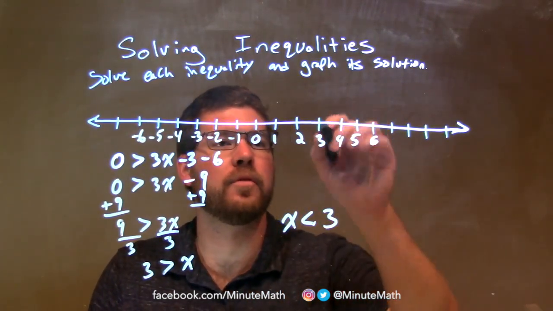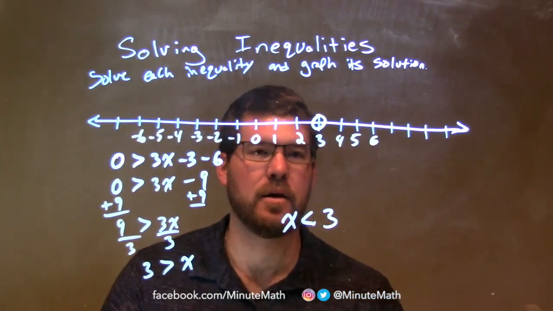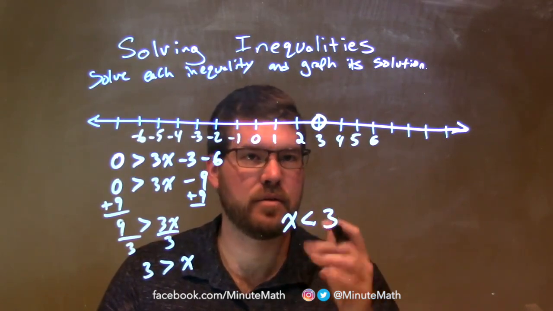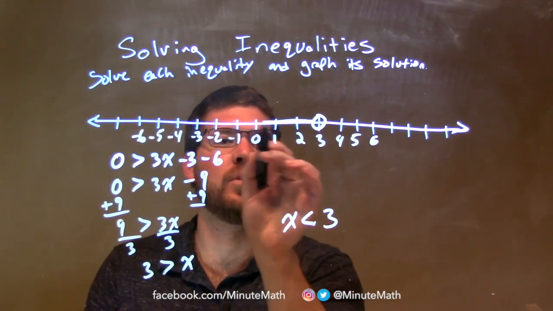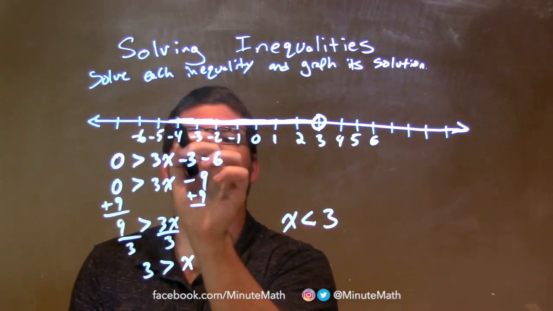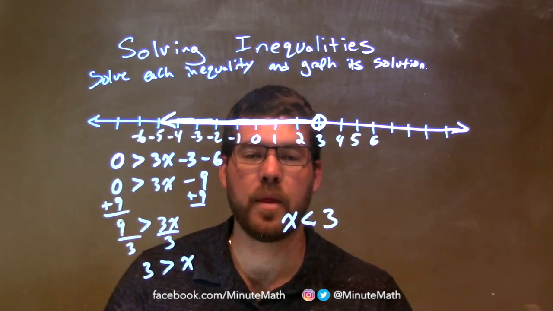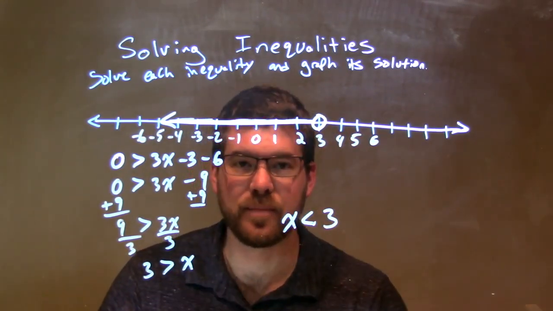So we're going to put an open circle at 3. So an open circle right here at 3. Okay, because it's not equal to 3, it's just less than 3. And then we put our arrow to the left. Now we have blue on blue, but you should be able to see that. So we have my arrow to the left. There we go. So now my graph shows where x is less than 3.